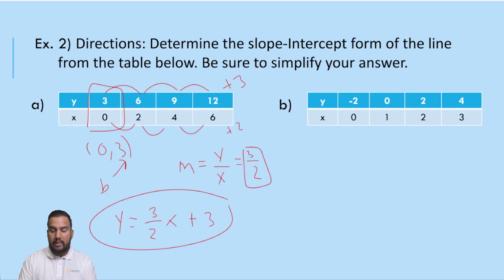So for b, notice it gave me 2 zeros in the table. Don't get confused because we're looking for the y-intercept, which is when x is equal to what? X is equal to 0, which is right here. So I know my b is equal to negative 2. I have to find my m. How do I find my m?